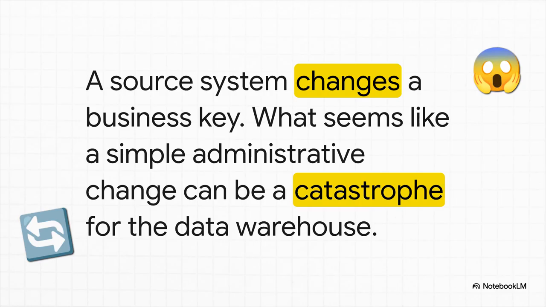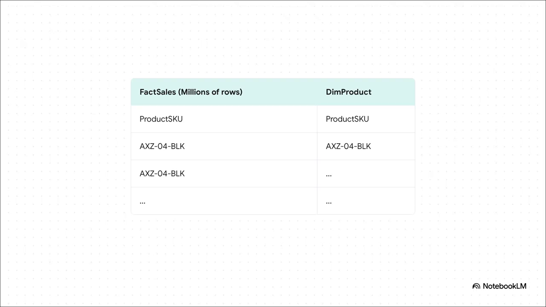Imagine the sales team decides, hey, let's update our entire product coding system to make it more descriptive. For the business, that's great. It's a smart administrative change. But for a data warehouse that was built using those old product codes as its key, it's an absolute catastrophe. See, without a surrogate key, your biggest table, your fact table, the one with all your sales transactions, maybe millions or even billions of rows, is tied directly to your products using that SKU. That same SKU the business just decided to change. Yeah, you can already see where this is going, right?